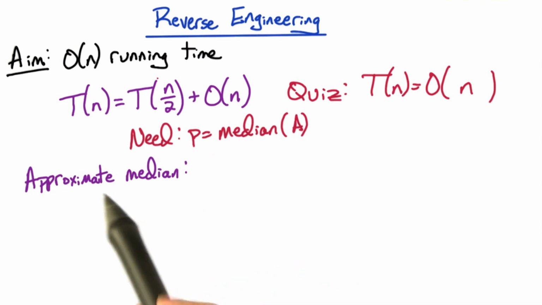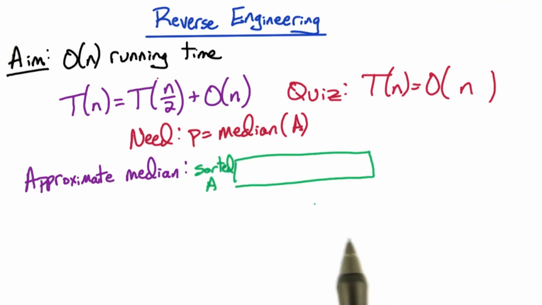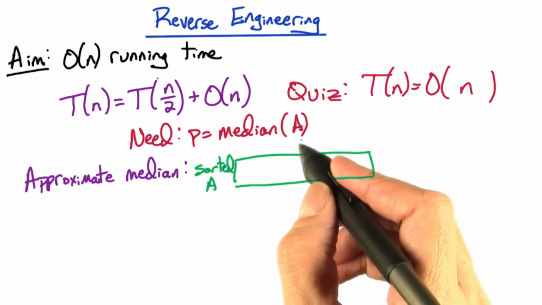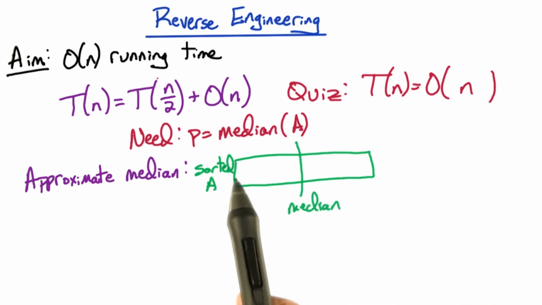So suppose p is an approximate median. It's fairly close to the median, but it's not exactly the median. Let's just do a thought process. Let me look at this sorted array A. I'm not actually sorting A, but I'm just thinking about this array A as being sorted. Then the median is lying right here in the middle. And here I have the smallest element, here I have the largest element.